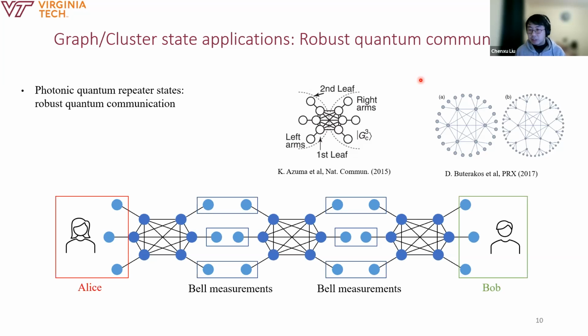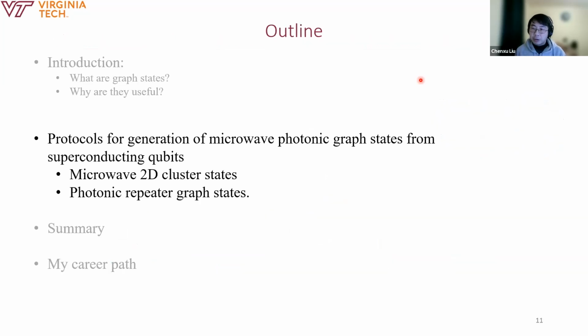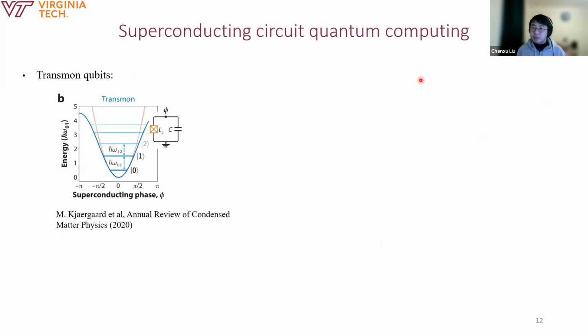So the next question is, how are we going to generate this photonic graph state? This is not a trivial question. So next, I will move on to introduce our work. Especially, we will switch from the optical photonic system to the microwave photonic system and consider how to generate this graph state using superconducting qubit systems.